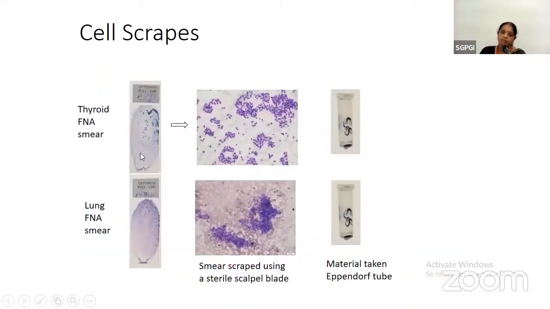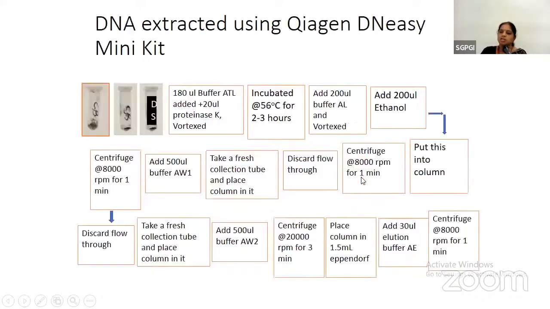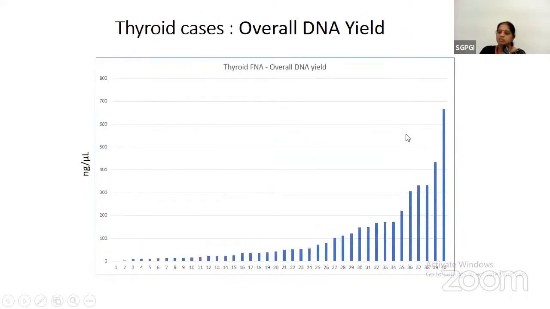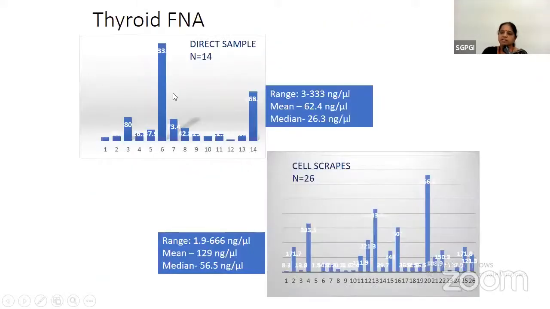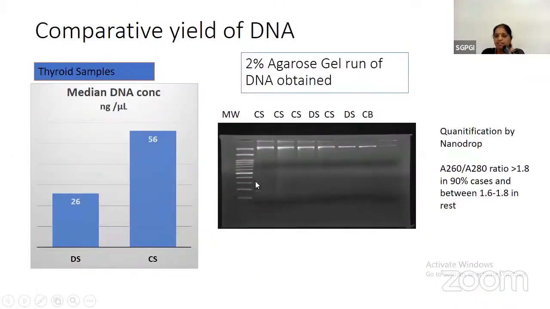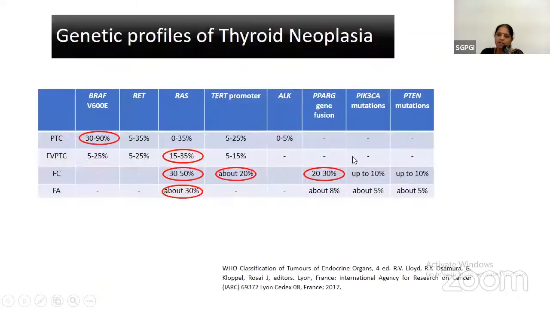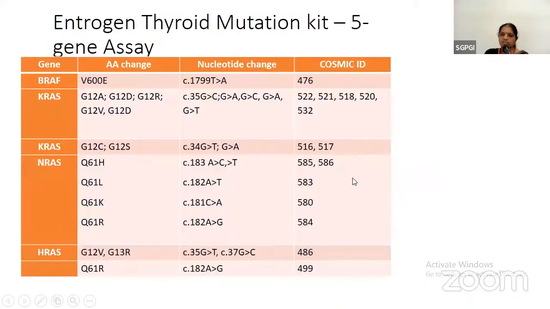This is just what we do: cell scrapes, we take them in and append off. Similarly, cell blocks can be taken, and then you do the QIAGEN simple protocol. This was the DNA yield in all our cases. When we compared a direct sample to the cell scrapes, obviously the cell scrapes had a higher median level, nearly a 2-fold increase in the DNA extracted, and of course of excellent quality. I've already talked to you about this, so we will skip the slide.